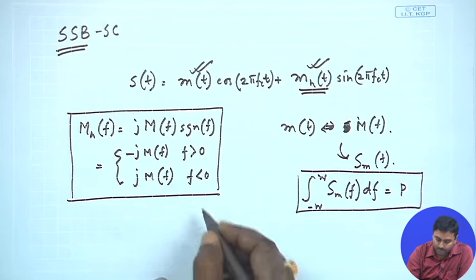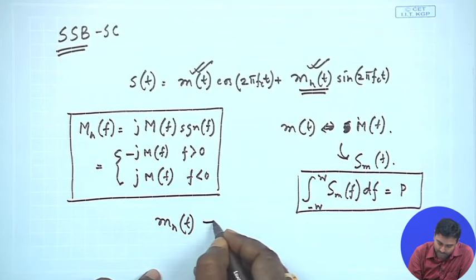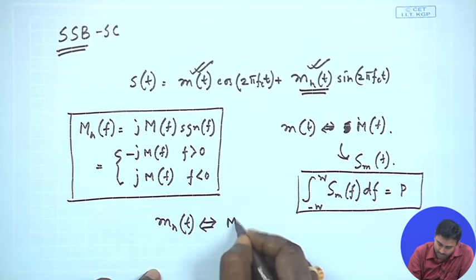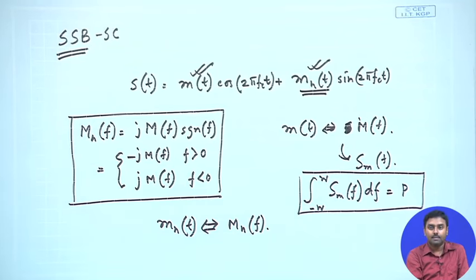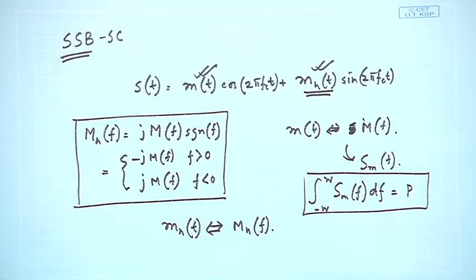Now, let us see what will happen to m_h. We have already said that m_h(t) has a Fourier transform M_h(f), which looks like this. Now, let us go to the power spectral density. Whenever you evaluate the power spectral density, it is the modulus squared. When you take the modulus, this plus j or minus j has no effect. So, the power spectral density will be equivalent to whatever we get through M(f). Both power spectral densities will be equivalent.